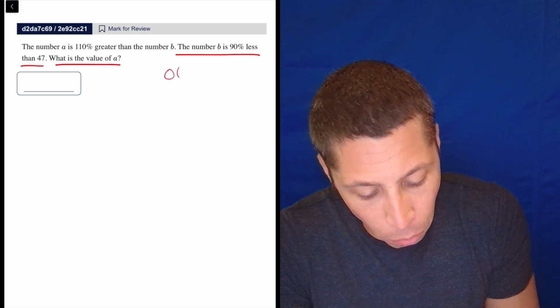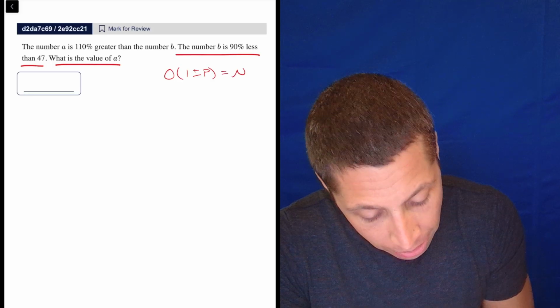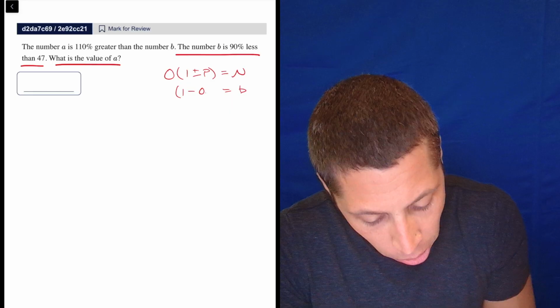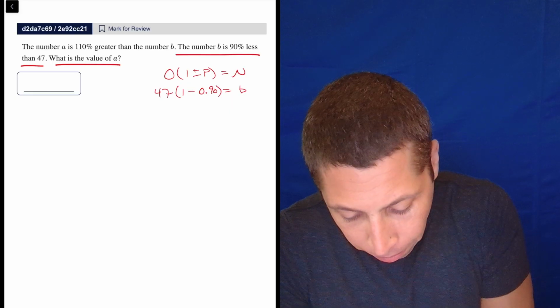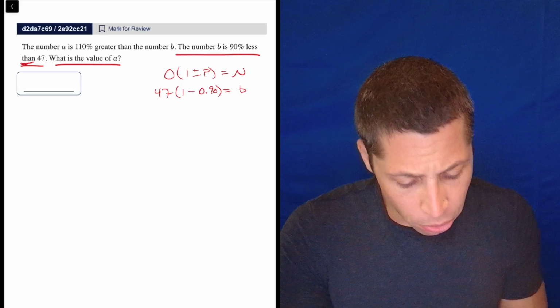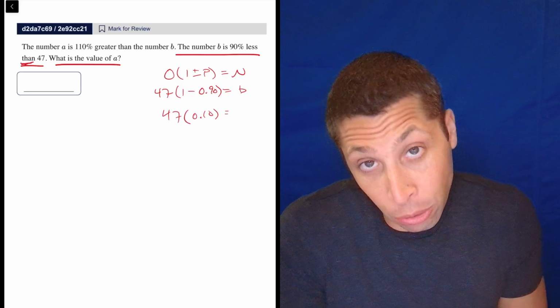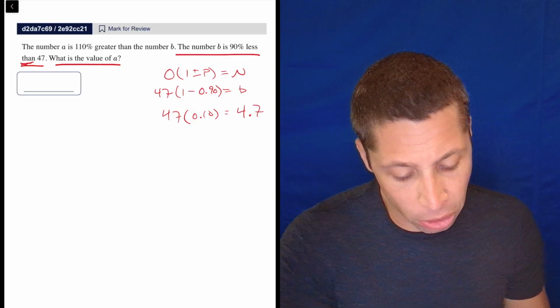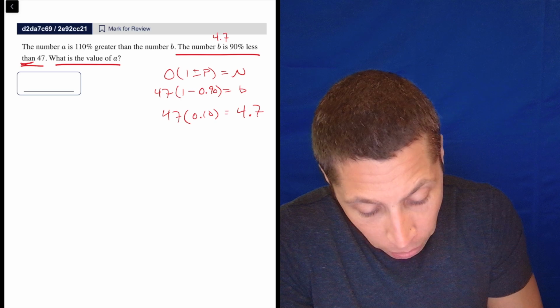I'm going to use my open formula. It's going to be the 1 plus or minus formula. So B is my new, 90% less, so 1 minus 0.90. And 47 is my original, the "than" is what points me to that. So 47 times 0.10, and you could use a calculator here, but that's just 4.7, right? 10% of something, you should be able to take that pretty easily just by moving a decimal point. So that is B.